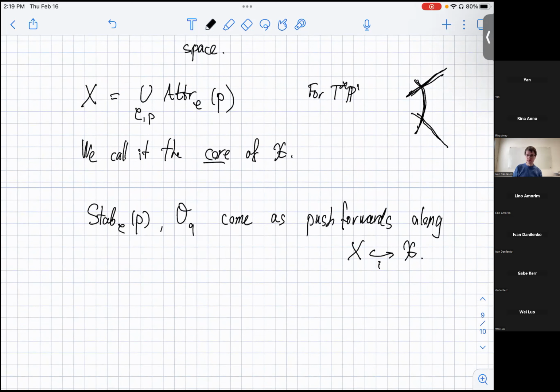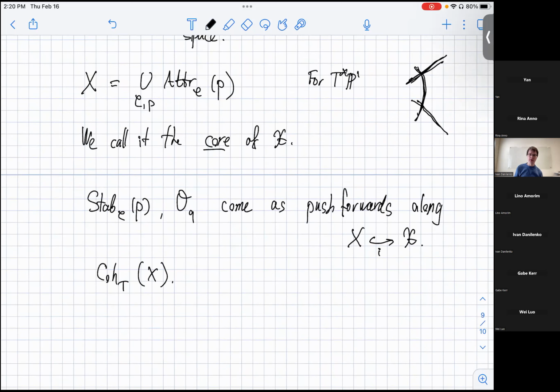But so the subcategory is the category of objects supported on the core? No, it's just that the morphisms change. So it's not a subcategory. It's the category of objects on X. Yes, so we consider coherent sheaves on X, and it's not a subcategory.